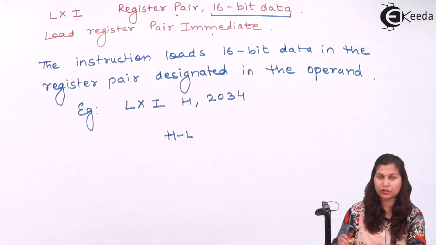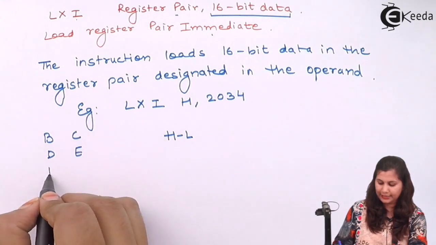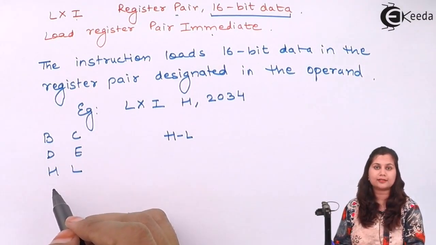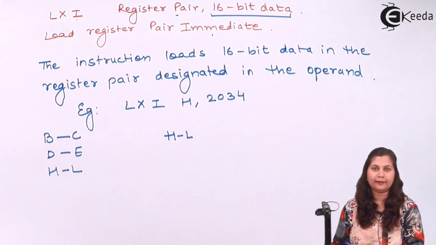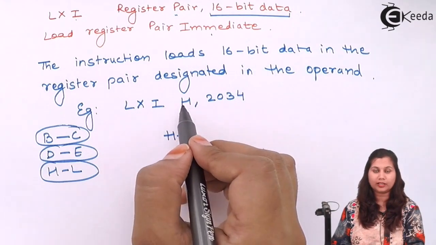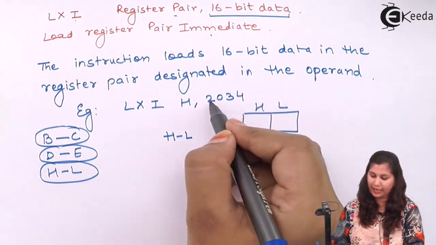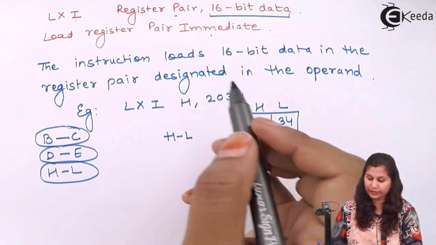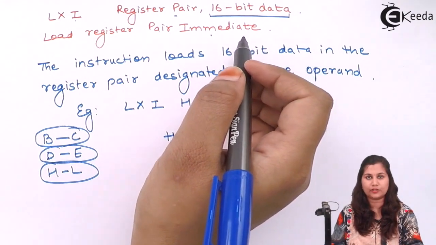This register pair is HL. In the 8085, we have the registers as B, C, D, E, H and L. These are the six registers present in the 8085, and these six registers form three register pairs, B with C, D with E and H with L. So these are the three register pairs. Now here we have H written, so this is denoting the HL register pair. So in this HL register pair, we will have this 16-bit data 2034. So this instruction is loading the register pair with the immediate data given in the instruction itself.